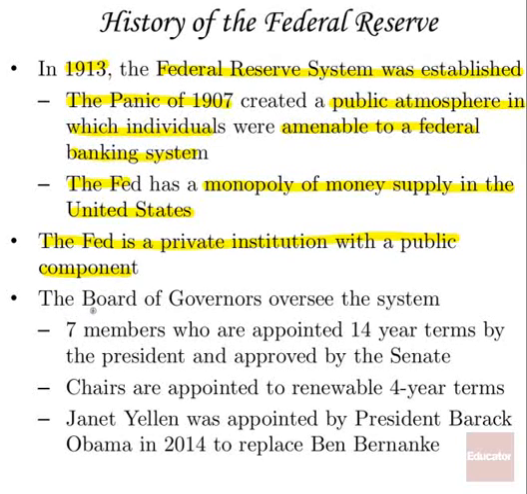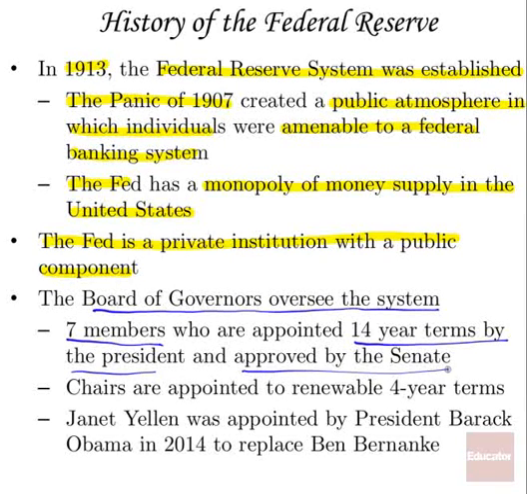And it's the board of governors that represents the public aspect of the Federal Reserve. These 7 members are appointed to 14-year terms by the president, and they're approved by the Senate. The chairs, on the other hand, are appointed to renewable 4-year terms.